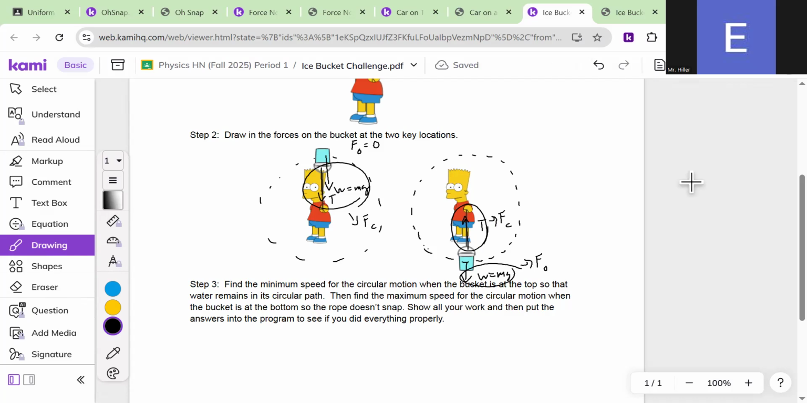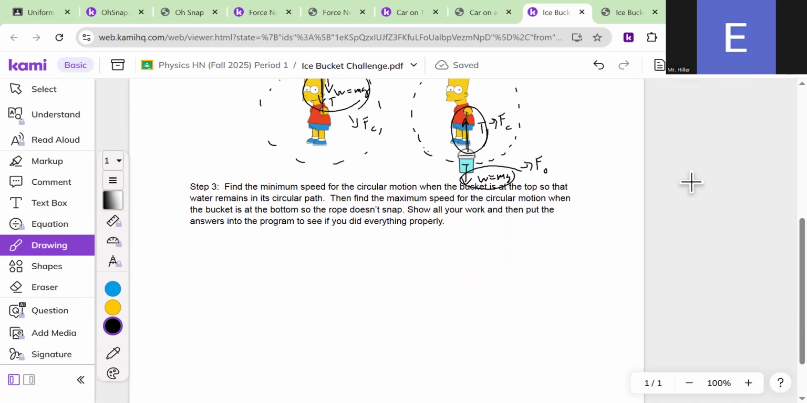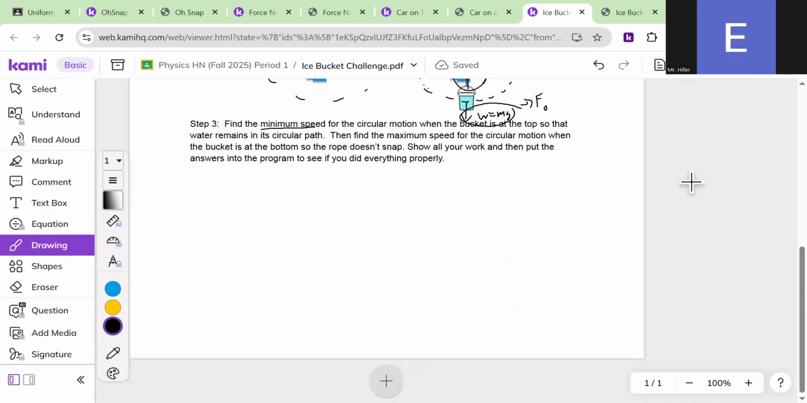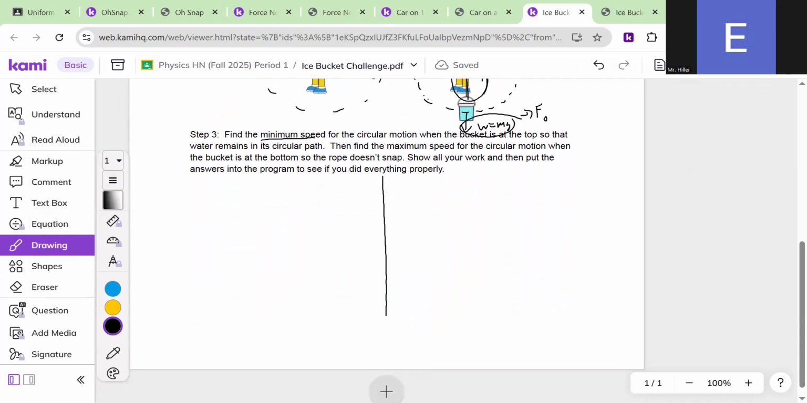Okay. All right. So now, step 3. Let's find the minimum speed first. I'm going to divide this page in two. You go ahead and do the same. So V min at the top, V min at the top. So that's what we're finding up here. And then over here, we're going to find V max at the bottom.